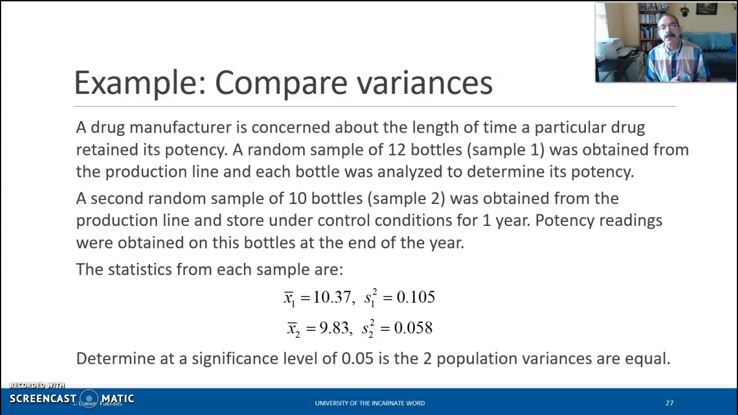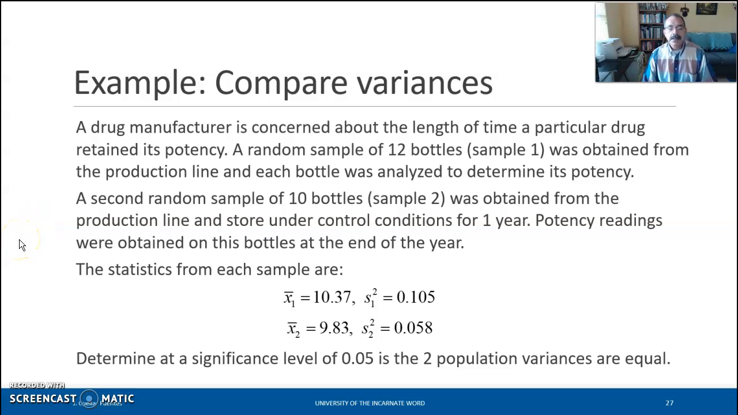In this example, a drug manufacturer is concerned about the length of time a particular drug retains its potency. So a random sample of 12 bottles, sample 1, was obtained from the production line, and each bottle was analyzed to determine its potency. A second random sample of 10 bottles, sample 2, was obtained from the production line and stored under controlled conditions for 1 year. Then potency readings were obtained on these bottles at the end of the year.